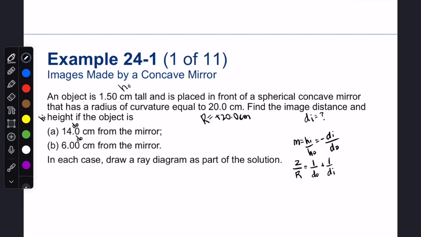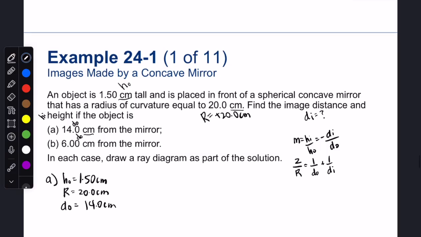So let's do part A. Our knowns are HO is 1.5 centimeters. If you take a look, everything is given in centimeters, so you don't need to convert anything. You can keep doing all the math in centimeters, and your answer will be in centimeters. Our radius of curvature is 20. Our DO is, for part A, 14. Can we find the image distance and the height? We sure can. We do have enough information for that.